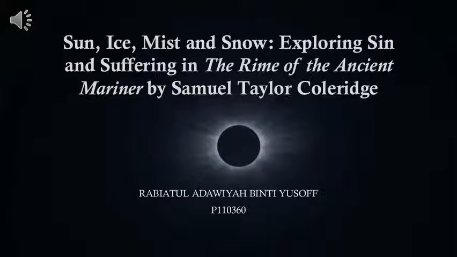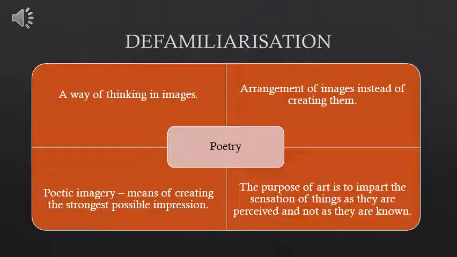Today I will be discussing Sun, Ice, Mist and Snow, Exploring Sin and Suffering in the Rime of the Ancient Mariner by Samuel Taylor Coleridge. In analyzing the poem, I will be applying the techniques of defamiliarization and foregrounding.